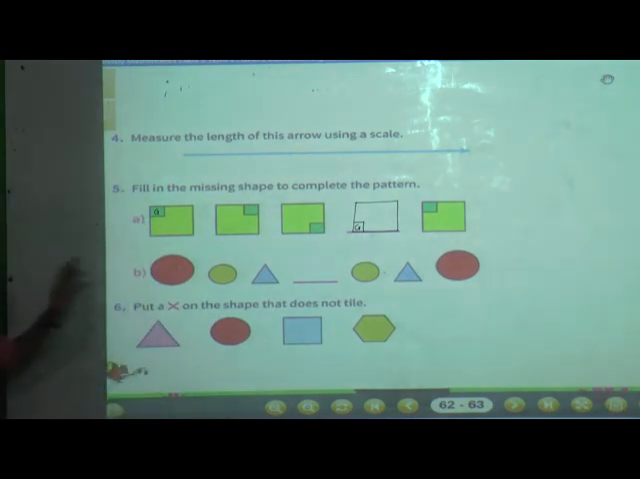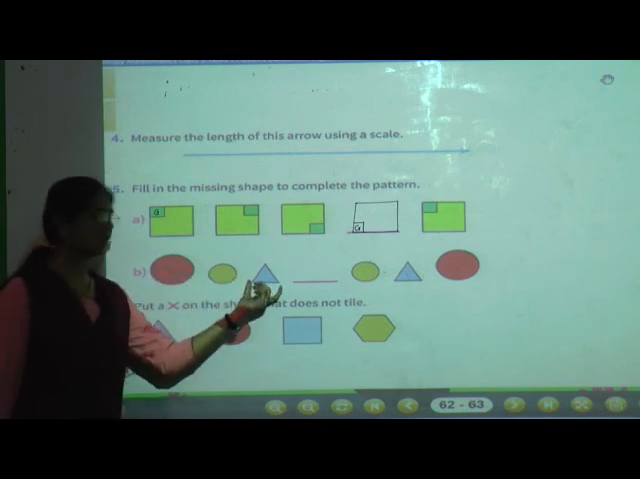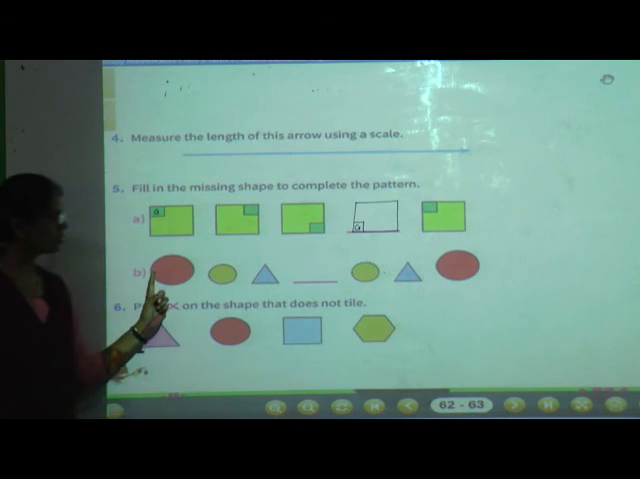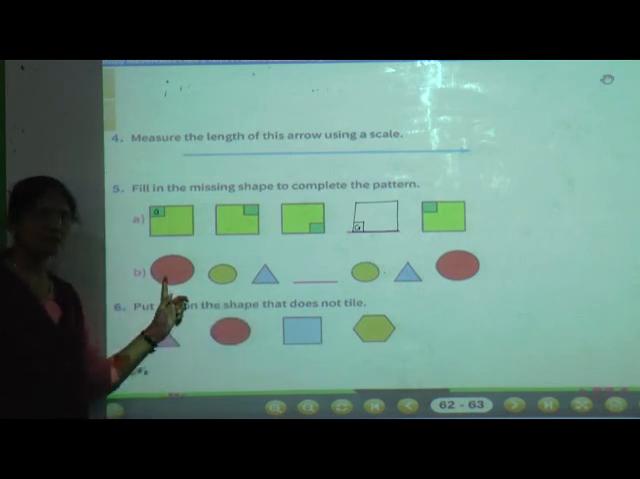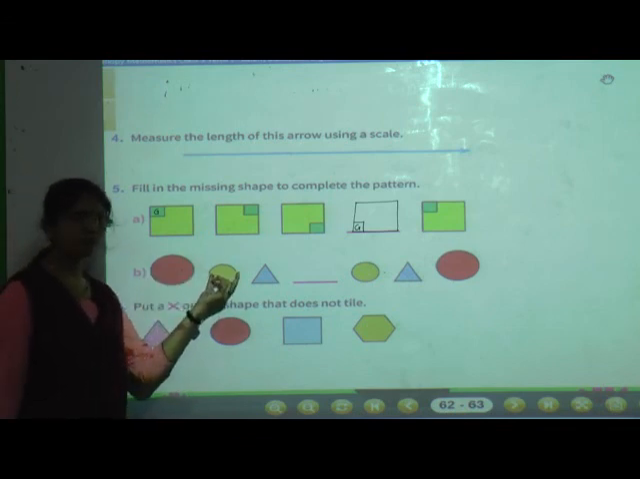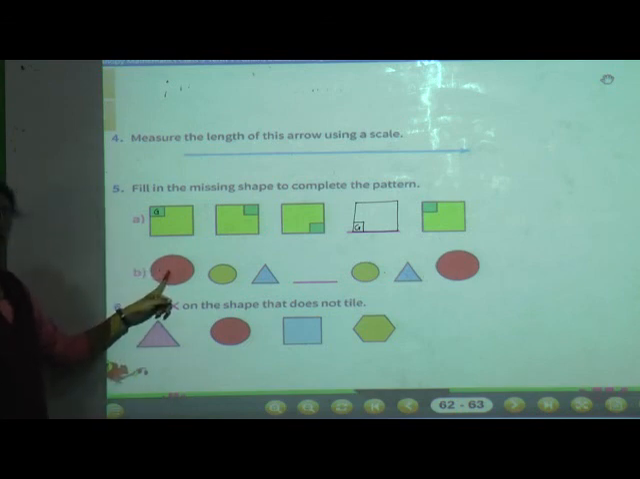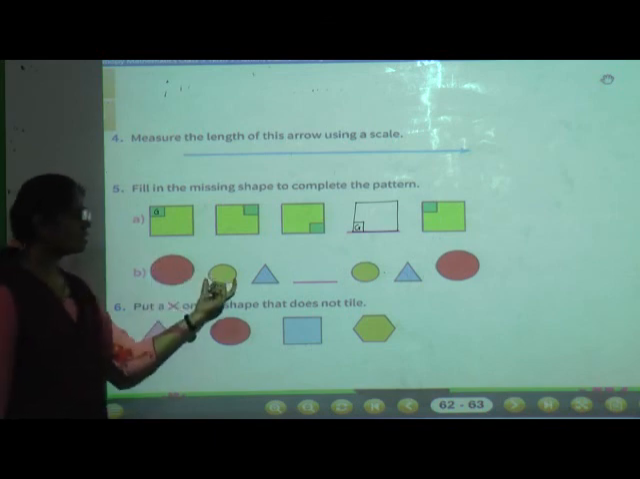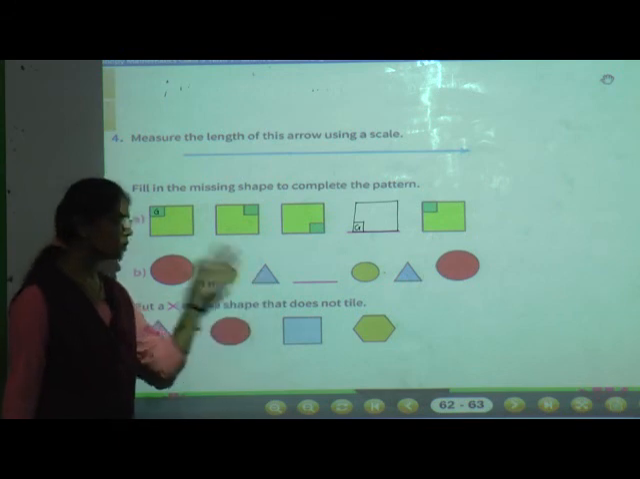Next, see the second pattern. Here there is a big circle, then a small circle, and one triangle. Actually two shapes are there, triangle and circle, but two circles are there, one big and another small. Red color is given for the big circle, the small circle is yellow, and the triangle is blue.